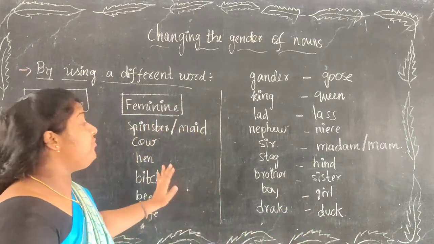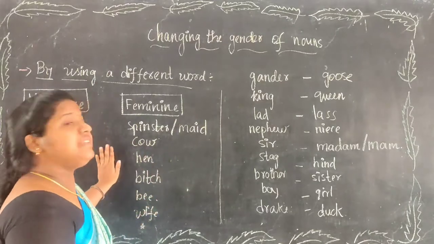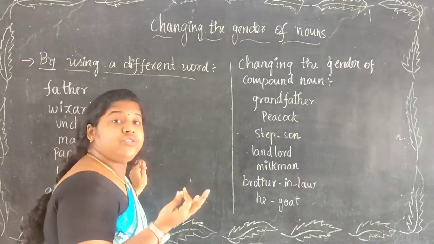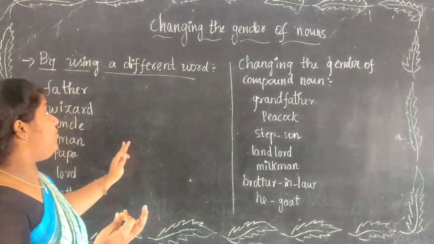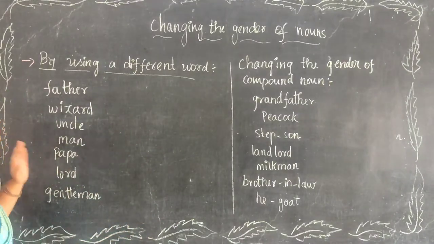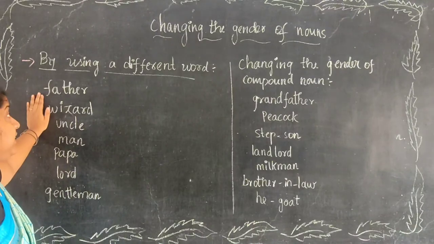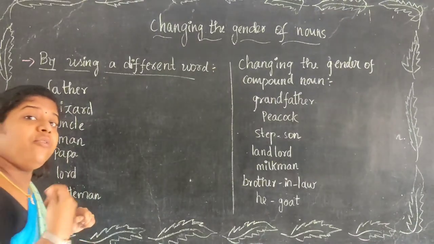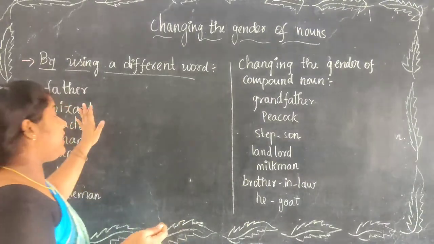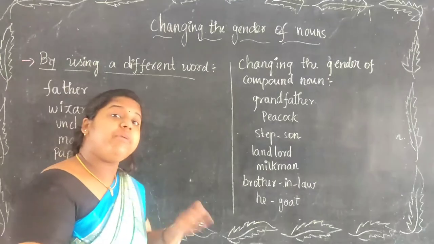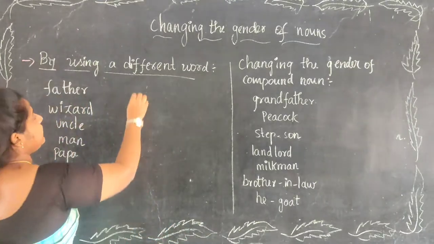Okay, now we are going to see a few more examples for this first way. Okay students, we have seen a few examples before, right? See them by using a different word. Here are a few examples. First one is father. It is in the male form. Then what is the female form? Yes, mother, right?